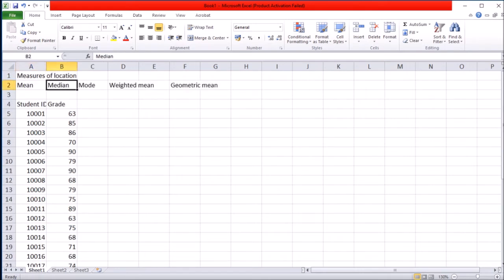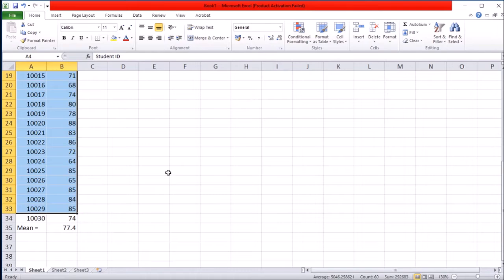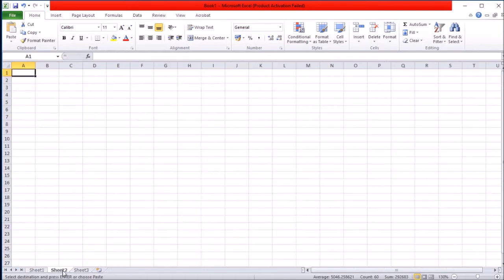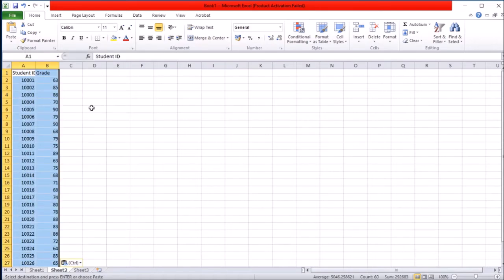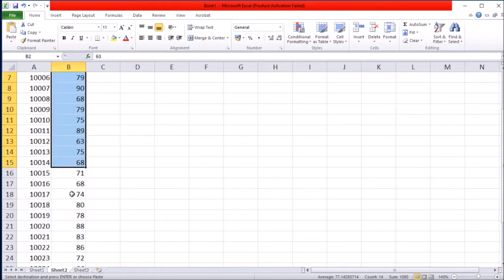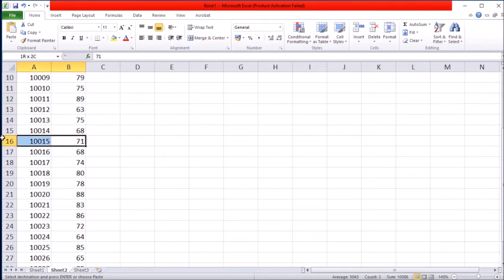Next is median. First, for the median, let me change our data a little bit. I'm going to copy these 29 students' results, and I'm going to assume that I only have 29 students in the class. So to find the median, I basically have to find the midpoint of this data set. That would be the student's grade, above which and below which an equal number of grades are distributed.